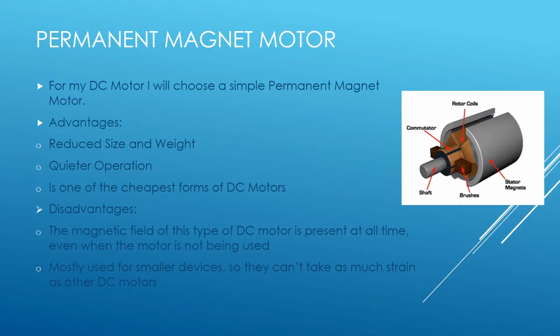For my DC motor, I chose the permanent magnet motor. But there are some advantages to this motor. One is it reduces the size and weight of the DC motor. It has a quieter operation and is one of the cheapest forms of a DC motor. But there are also some disadvantages. The magnetic field of this type of DC motor is present at all times, even when the motor is not being used. Mostly used for smaller devices, so they can't take as much strain as the other three DC motors can.